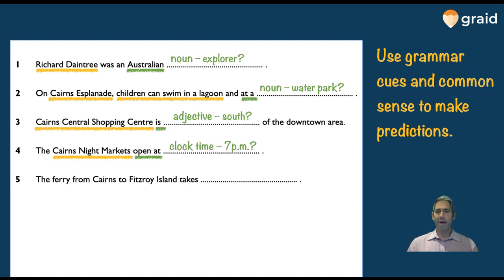The Cairns night markets open at, so with the preposition at for a time, usually it's going to be a clock time. Night market, maybe it's 7 p.m. The ferry from Cairns to Fitzroy Island takes, so to me, that sounds like a length of time. Maybe it's 1 hour, 2 hours, but definitely we're going to listen out for a length of time. So let's listen to this audio file now and see if our predictions are correct.